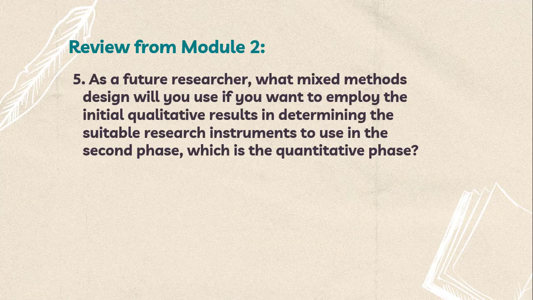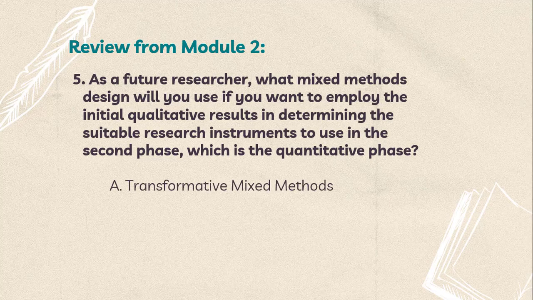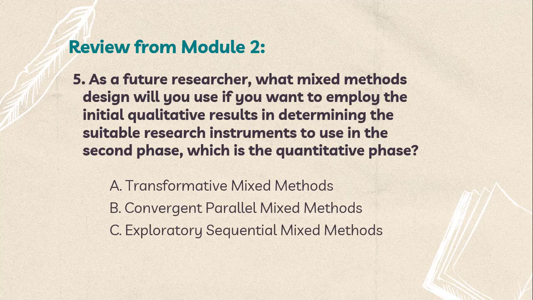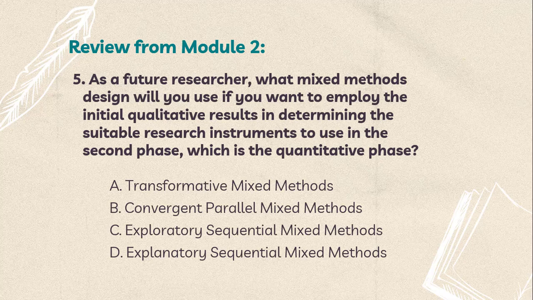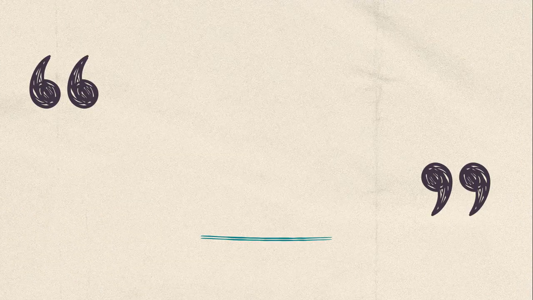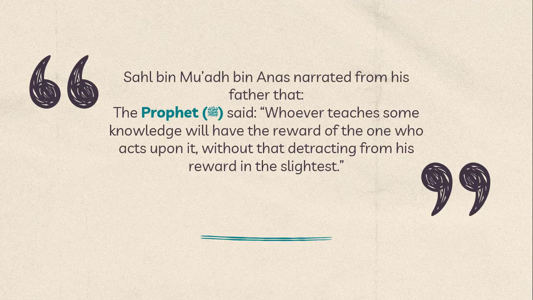Number 5. As a future researcher, what mixed methods design will you use if you want to employ the initial qualitative results in determining the suitable research instruments to use in the second phase, which is the quantitative phase? A. Transformative mixed methods. B. Convergent parallel mixed methods. C. Exploratory sequential mixed methods. D. Explanatory sequential mixed methods. The answer is C, exploratory sequential mixed methods.